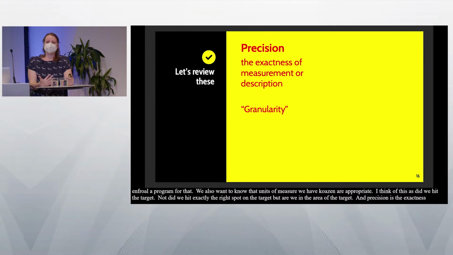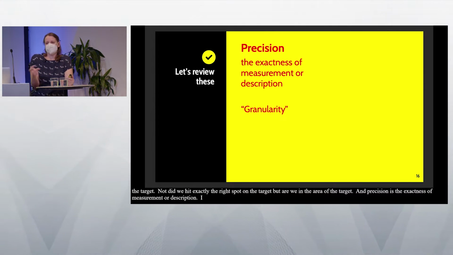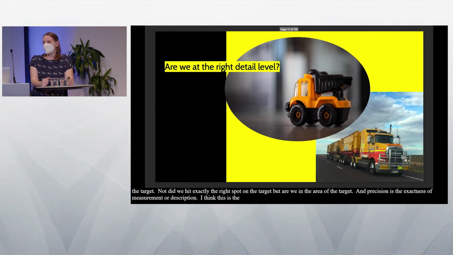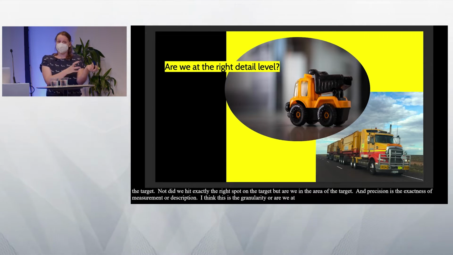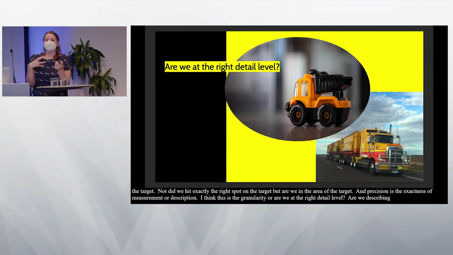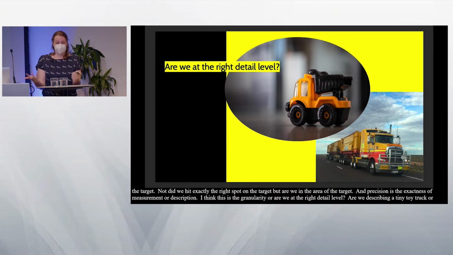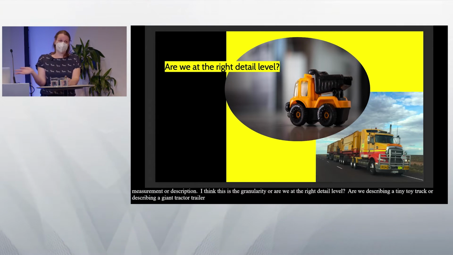I think of this as the granularity or the size. Are we at the right detail level? Are we describing a tiny toy truck, or are we describing a giant tractor trailer hauling 3 loads? Very different situations, right?